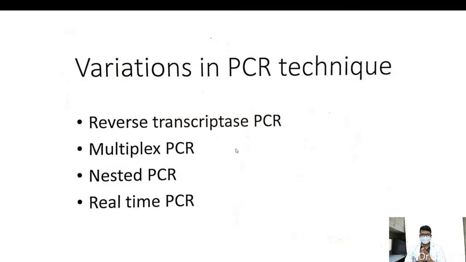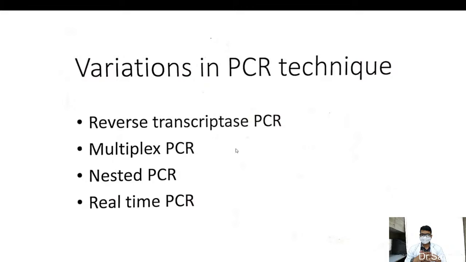So to understand, first a wide segment of the genome is selected and the PCR is done, and within that there is some more smaller segment. This PCR is nested within this broad PCR. So this is called nested PCR.